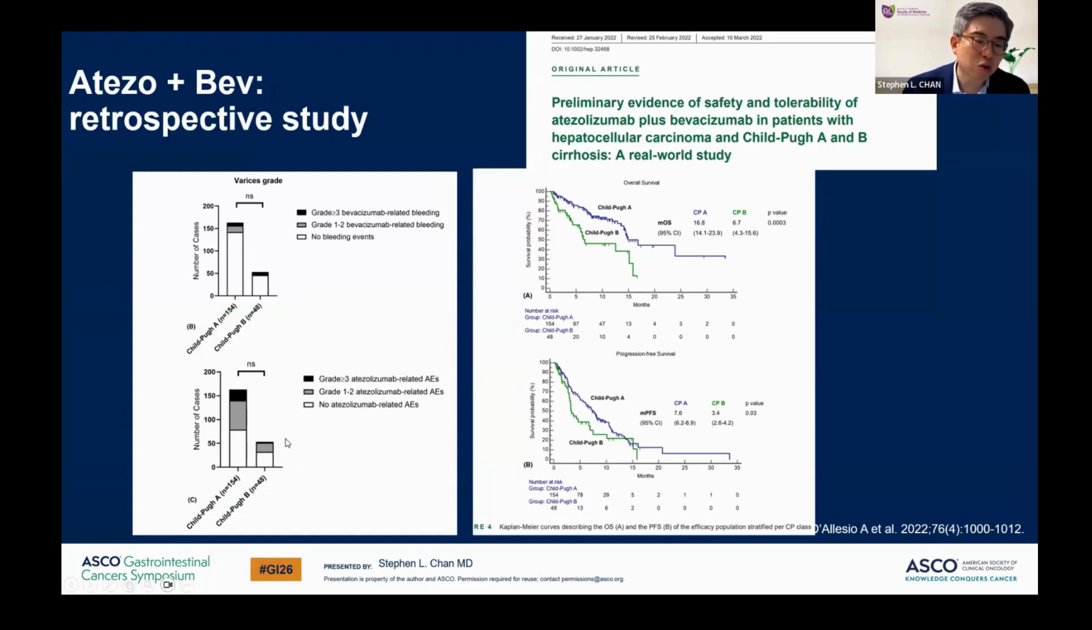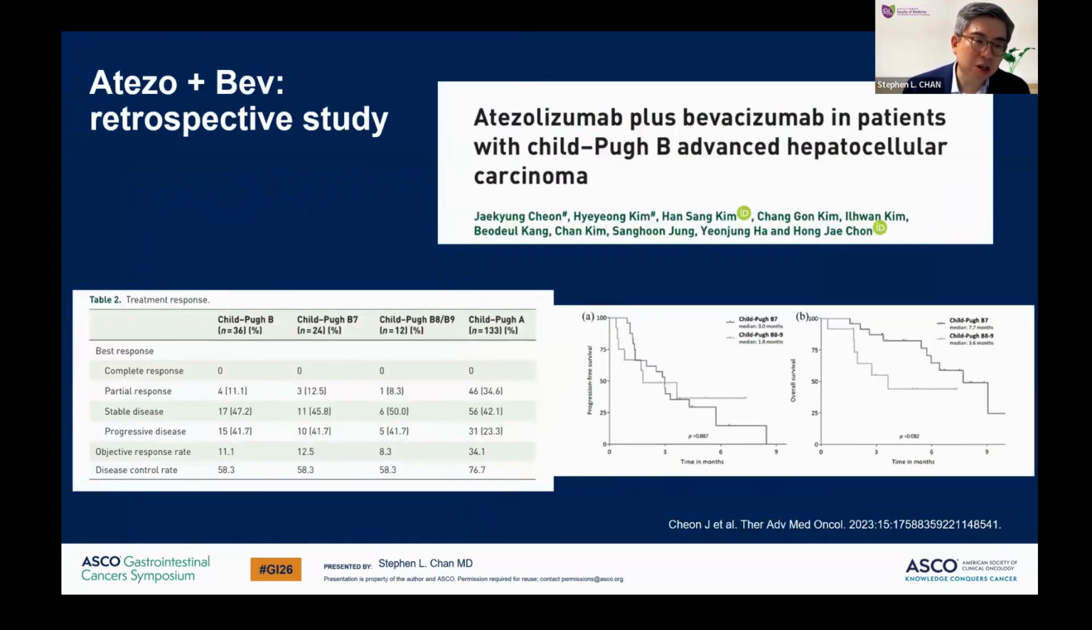Also, when you look at those patients with grade 3 atezo-related AE or grade 1 to 2, actually there's no statistically significant difference between the Child-Pugh A cohort and the Child-Pugh B cohort, which seems to suggest that even atezolizumab with high-dose BEV, it may work in selected patients in the real world with Child-Pugh B liver function. This is another, second retrospective multi-center study.